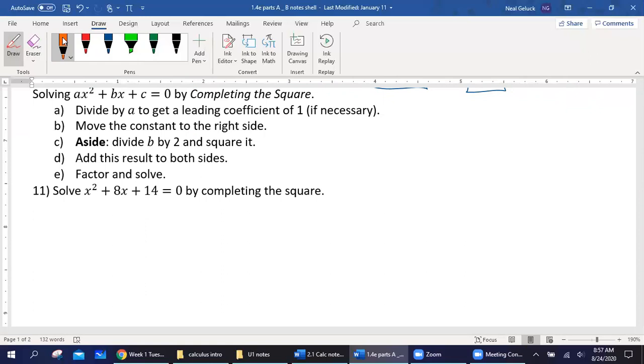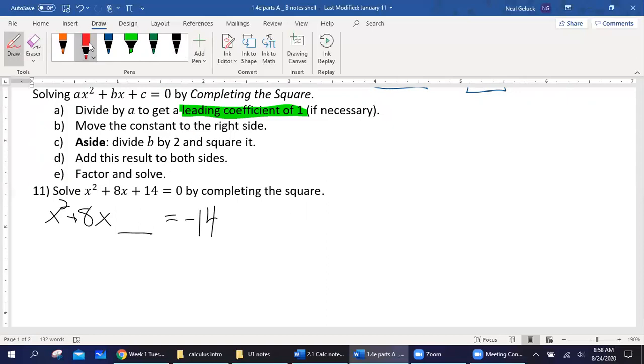The first thing is, with completing the square, I have to have a leading coefficient of 1. So I'd have to divide everything by a to get a leading coefficient of 1. Fortunately, on this problem, there's already a leading coefficient of 1 in front of the x squared. So I don't have to worry about that. Next step, move the constant to the right side, okay? So that means it's going to be x squared plus 8x. I'm going to leave some space, and I'm going to subtract over the 14. So I moved the constant to the right side.